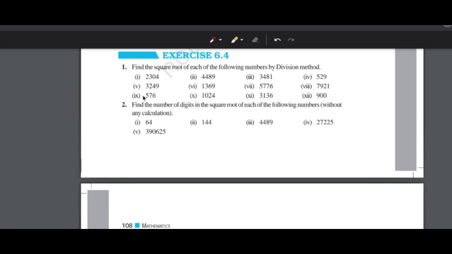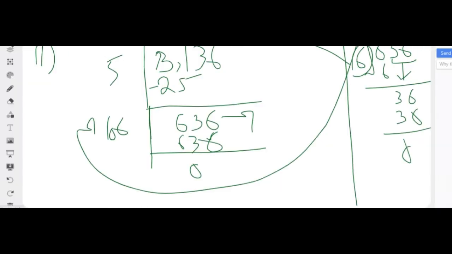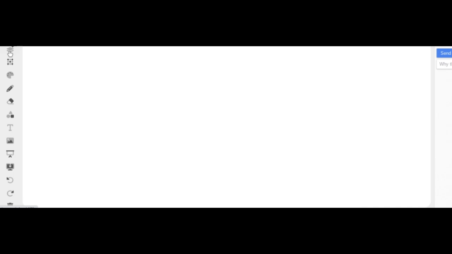Find the number of digits in the square root of each of the following numbers without any calculation. We don't have to use calculation, we just have to solve this. So how can we solve this? Simply put a bar on that number. If the bar is on 2 digits, the answer will be 1. If the bar is on 3 digits, the answer will be 2. Let me tell you how you have to solve.